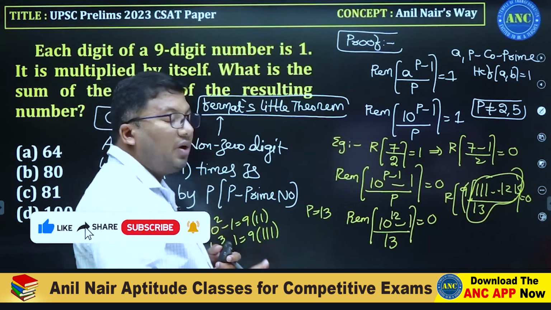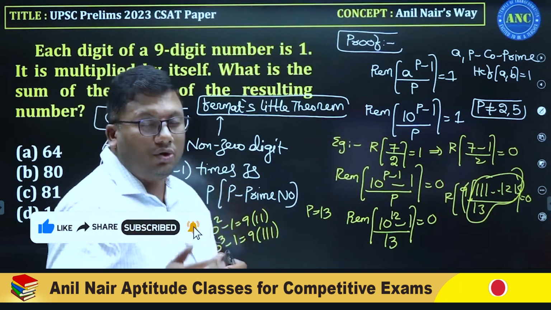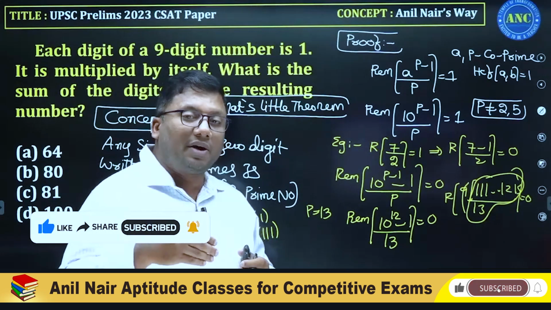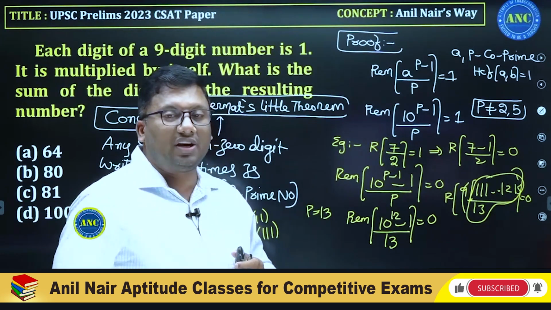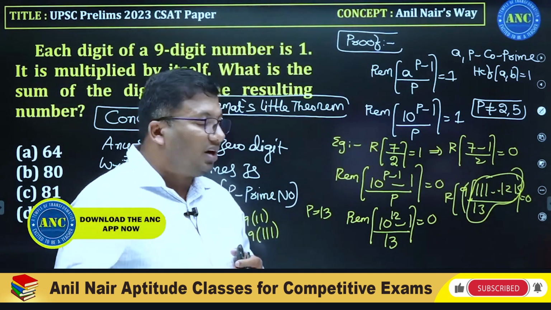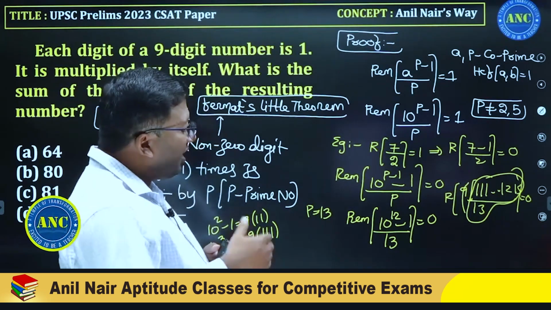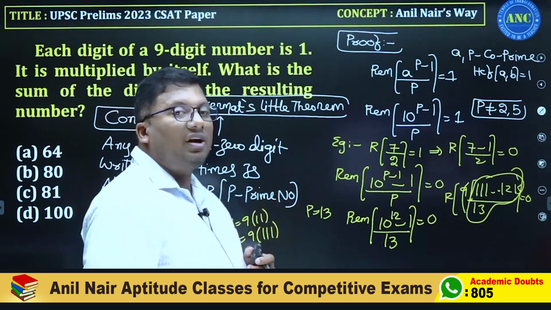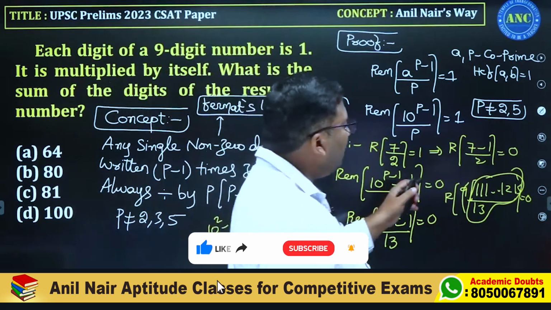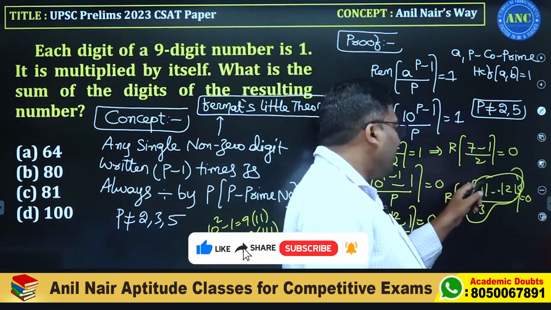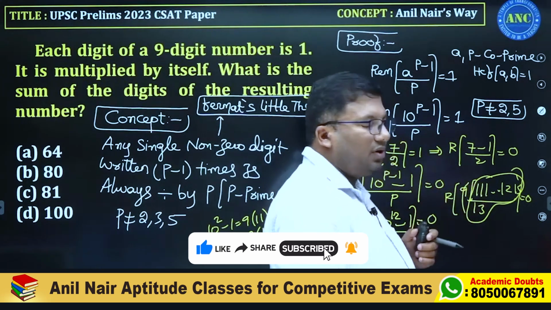So 10 squared minus 1 is 9 into 11. 10 to the power 3 minus 1 is 9 into 111. 10 to the power 12 minus 1 is 9 into 1 written 12 times. 9 is not divisible by 13. That means this number should be divisible by 13.